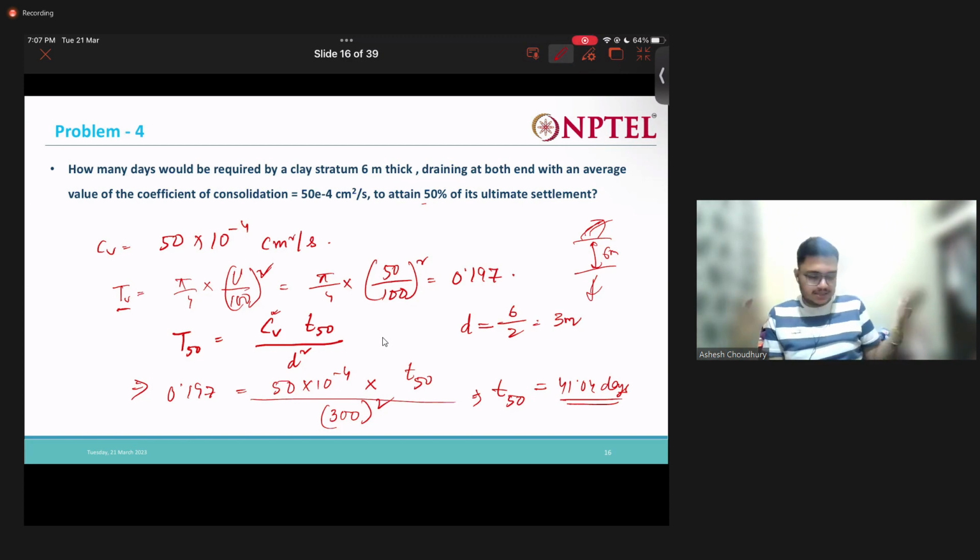You can just see, in just 40 days it will attain 50%. For 90% settlement it will take a much longer time.